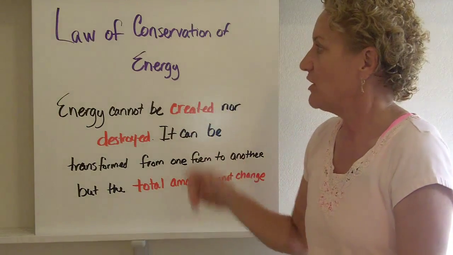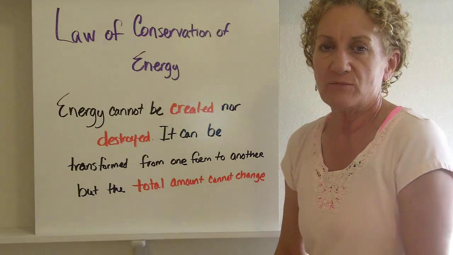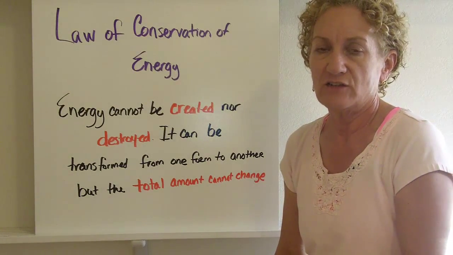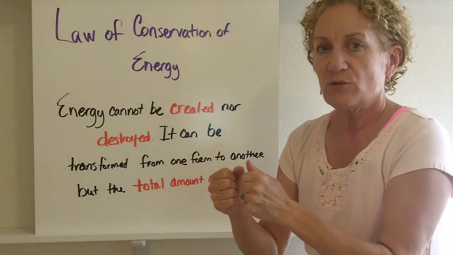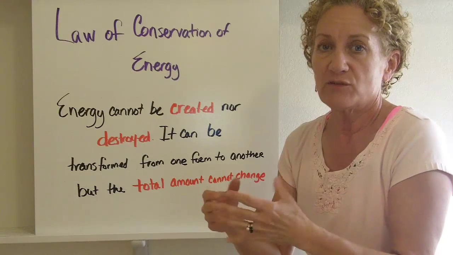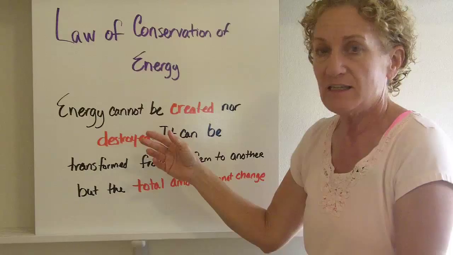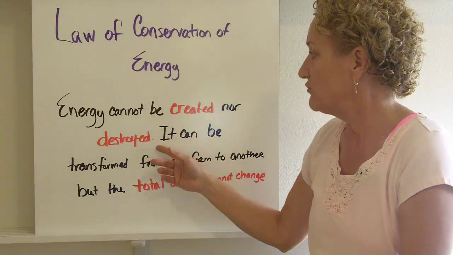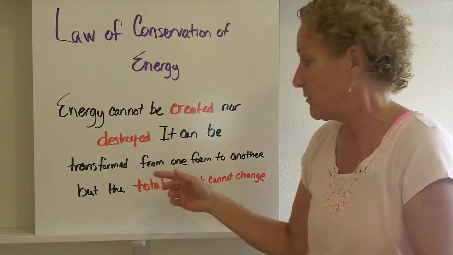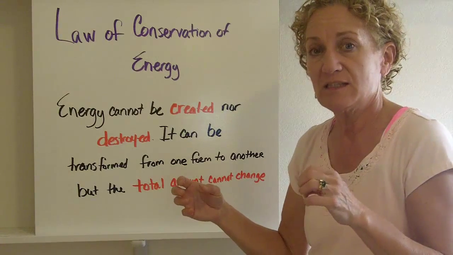Today's video is about the law of conservation of energy. We talked about laws of conservation before. This is another law of conservation. When you say law of conservation, all we're talking about is that some quantity, some characteristic, has to remain the same. In this case, we're talking about energy. Basically it says energy cannot be created nor destroyed. It can be transformed from one form to another, but the total amount has to be the same.